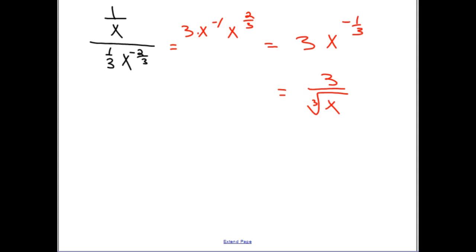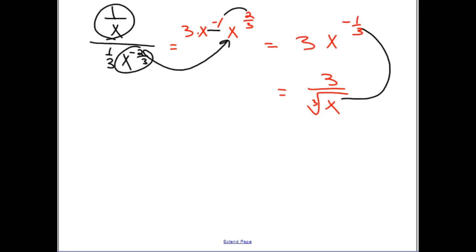Now, take that limit. This negative exponent comes up. This in the denominator becomes x to the negative 1. Add the exponents. You end up with negative 1/3. Put that back in the denominator. Take that limit.